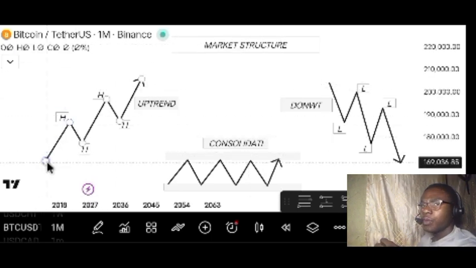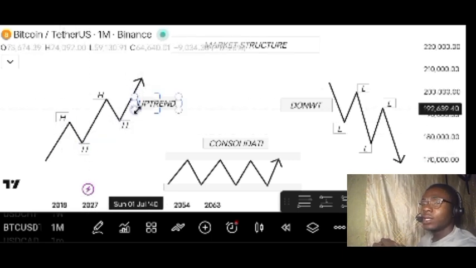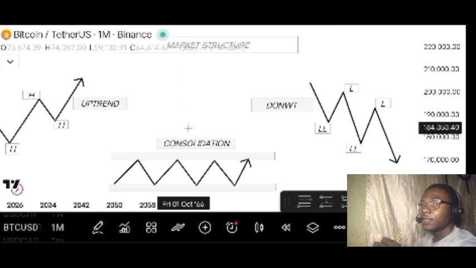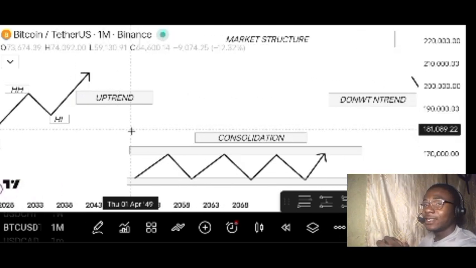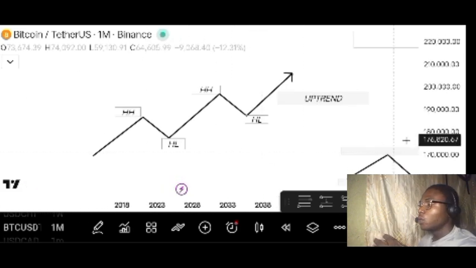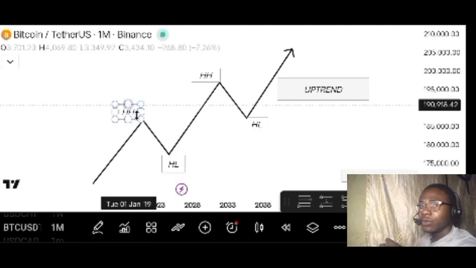So all right, what is market structure? Market structure is basically known as the DNA of the market, the footprint of the market. It's also defined as the way price tends to form highs or lows in the long term. So we have three types of market structure. We have the uptrend and the downtrend.